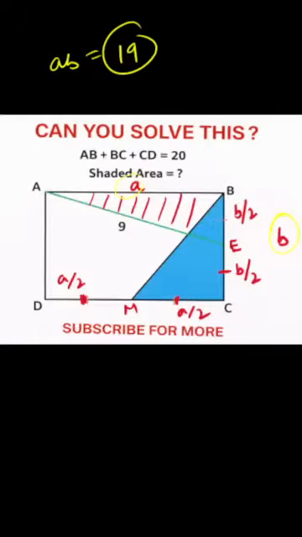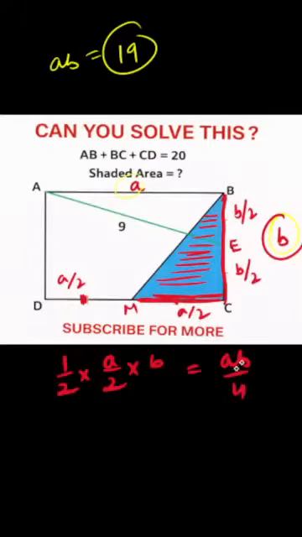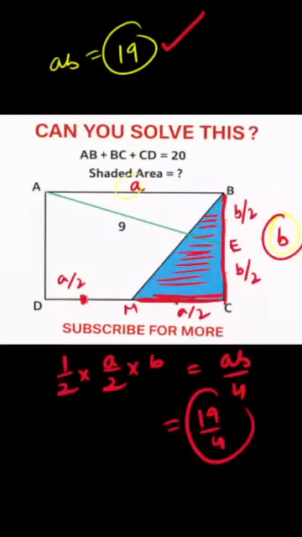You can see that, now see, this is the shaded region. Let me just erase this one. This is the shaded region. This is the triangle. Formula for this is half into base into height. Base is CM, which is A by 2. Height is this BC, which is B. So what I'm going to get? A into B by 2, 2s are 4, so AB by 4. AB we have already calculated as 19, so it is 19 by 4. 19 by 4, you can rewrite it as 4.75 square units.